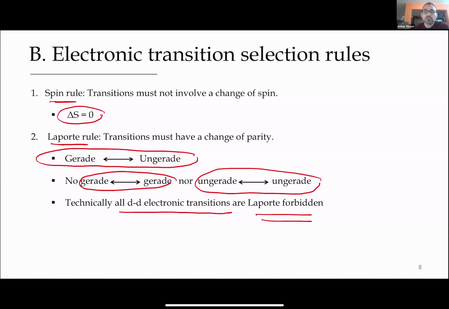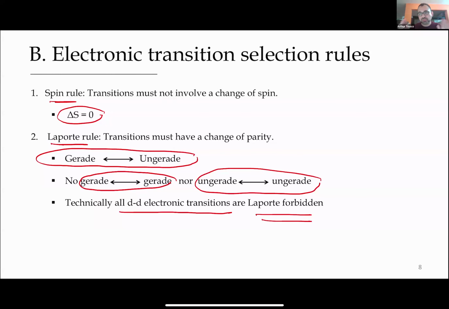Well, that means that all DD electronic transitions are in fact Laporte forbidden. Okay, so you may wonder, if it's Laporte forbidden, why are we even talking about this? Because in reality, these types of transitions do occur, but they violate these rules. And so what happens is that we see this reflected in terms of the intensity of these transitions.